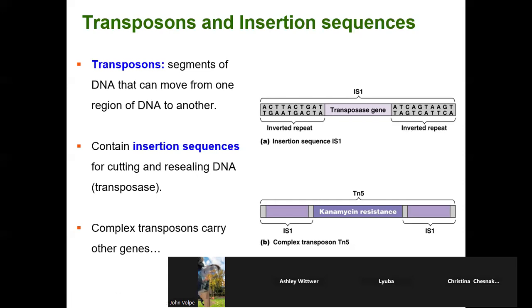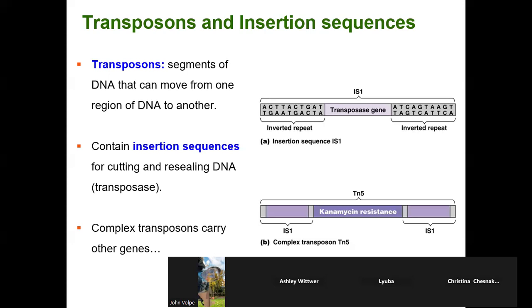Transposons are important because they shuffle around the DNA of a cell. So you can have a transposon move from one region to another, and now you have two genes close together that used to be far apart. It sort of shuffles up the DNA within the cell.